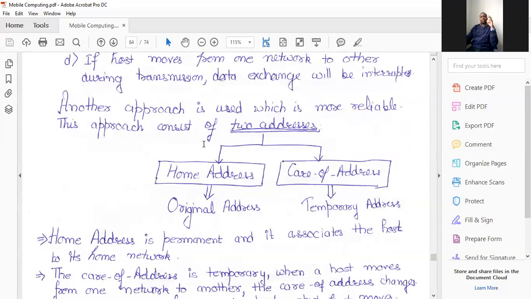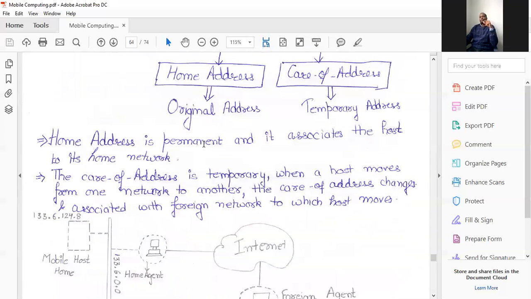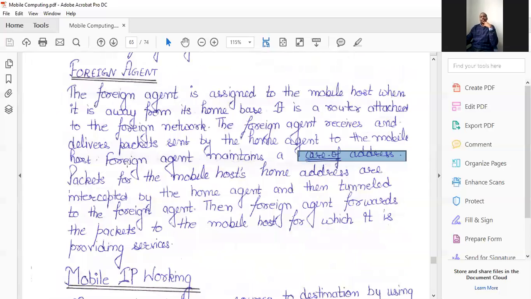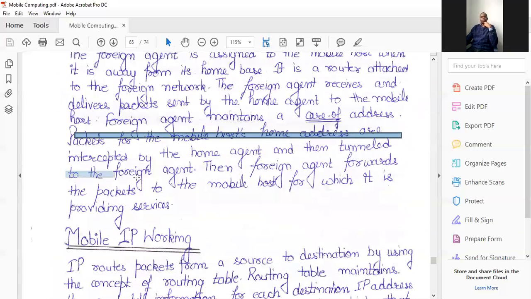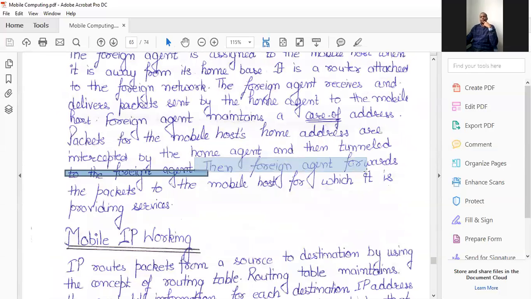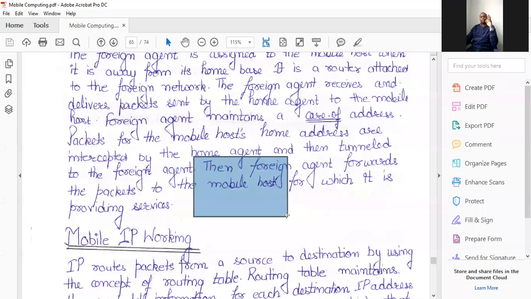Home address is the address of devices that are in a particular permanent network, right? And then the care of address is maintained by the foreign agent. Packets for the mobile host's home address are intercepted by the home agent and then tunneled to the foreign agent, what we have just said before. Then the foreign agent forwards the packets to the mobile host for which it is providing services. So in a home network, all the devices are recognized by a home address. All the devices in a foreign network are recognized by a care of address.